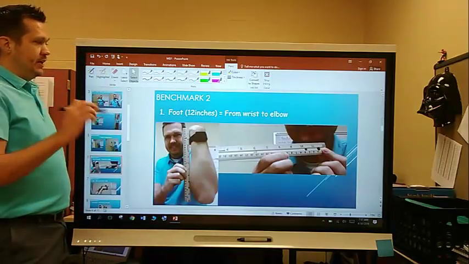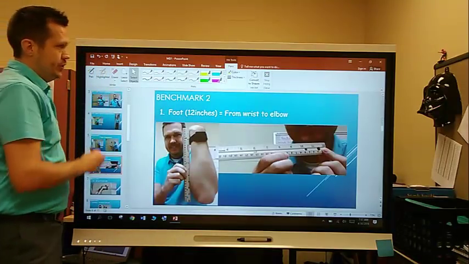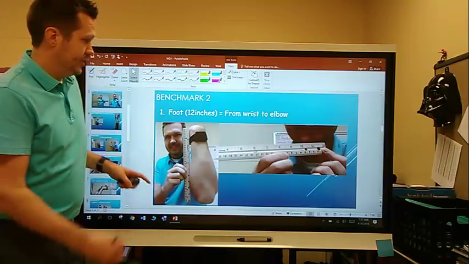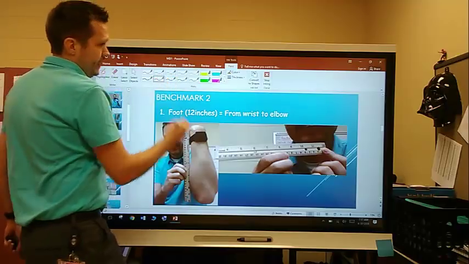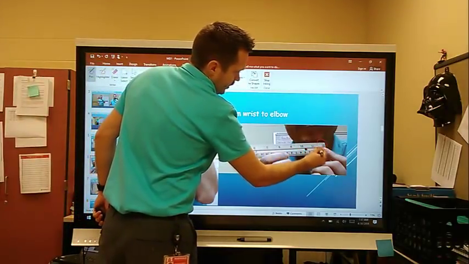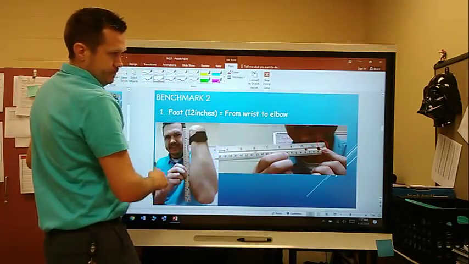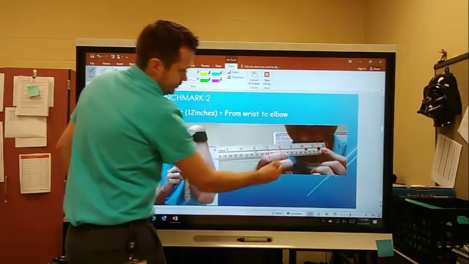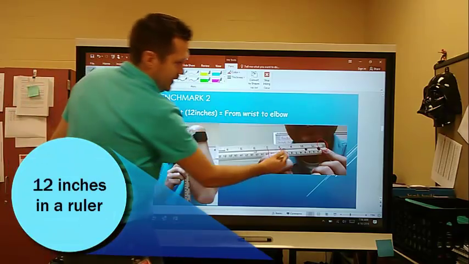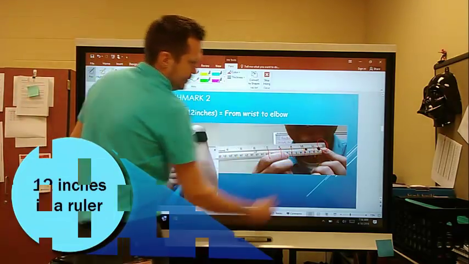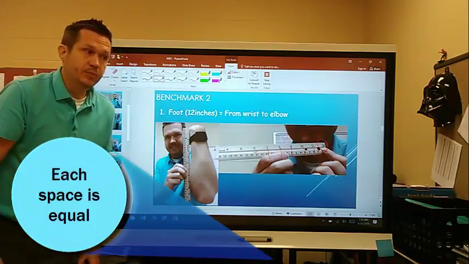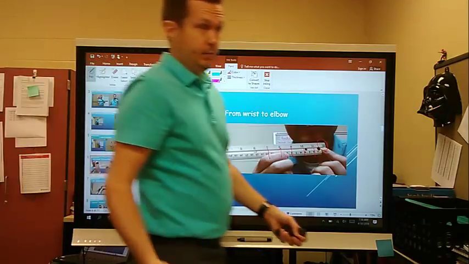Let's take a look at benchmark number 2. This is a foot, which is the size of a ruler, which is 12 inches. So you can see right here, each ruler has 12 total inches in it. Each of these lines here are equally spaced. It's the same amount of space between each of those. So benchmark number 2, when you're measuring objects like a book.